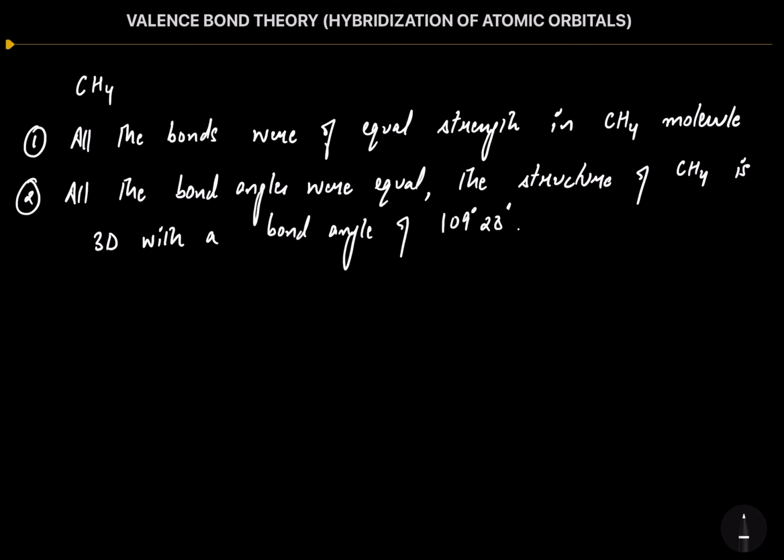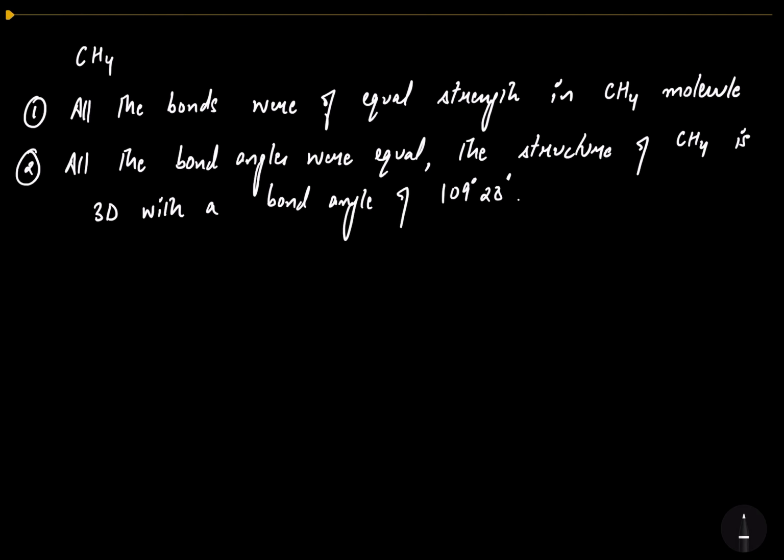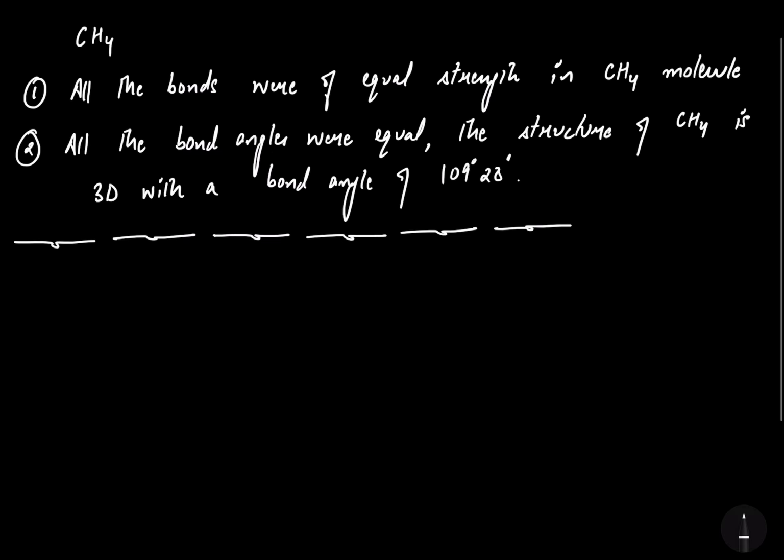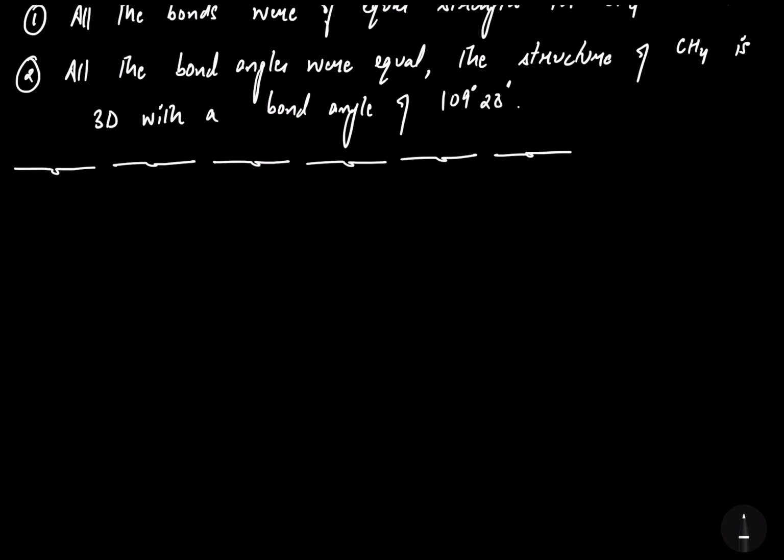So now let's talk about CH4 in detail. I'm going to take the example of CH4, and we are going to discuss these experimental observations on the basis of hybridization. So let's start. I'm writing the molecule, CH4. Here the central atom in case of CH4 is carbon.